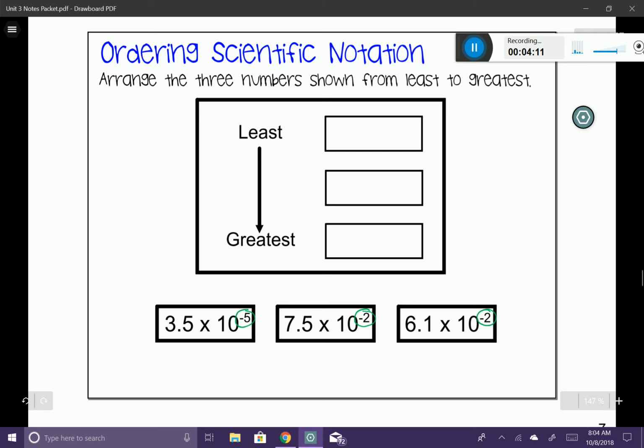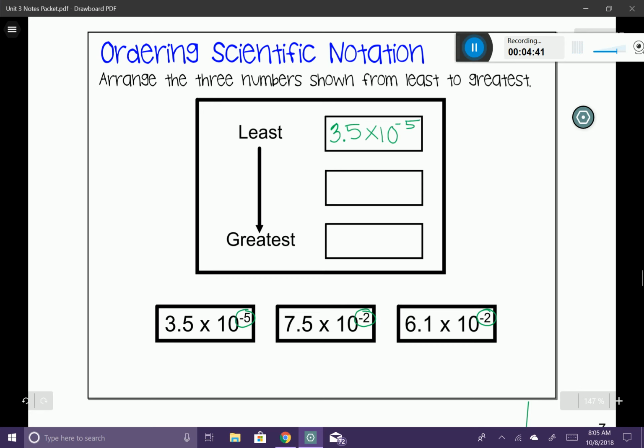So if you think about this, think about the exponents and how many spaces I'm going to be moving. So we can see that the number with the -5 as your exponent is going to be your smallest number because I'm going to have to move that decimal 5 spaces to the left, making this much, much smaller than the other two numbers. So I'm going to go ahead and write that in the first blank. 3.5 times 10 to the -5th.